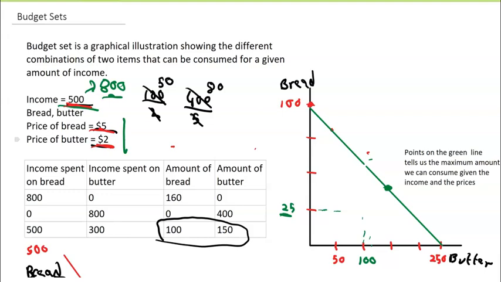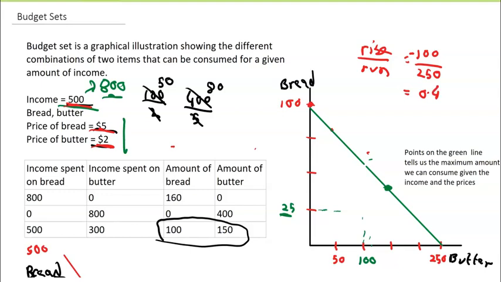Now, finding the slope is pretty easy. It is rise over run. In our case, the rise is 100. Run is 250. Since it's a downward sloping line, we need a negative value. So then we get 0.4.